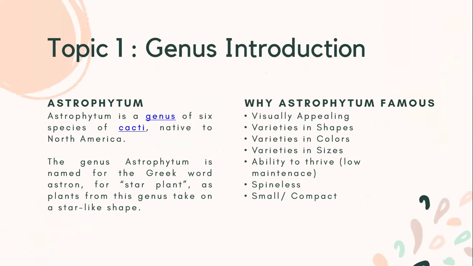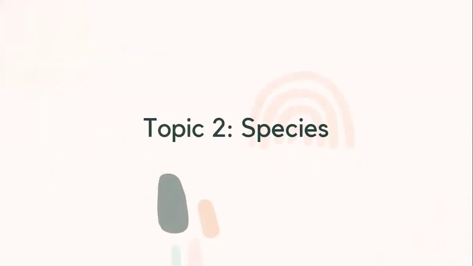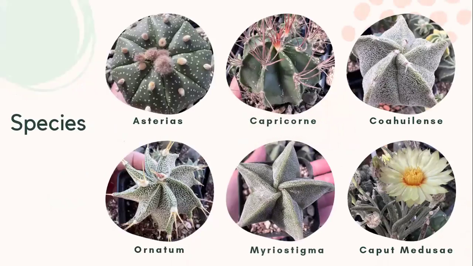And this is maybe one of the reasons why people like collecting Astrophytum. Number one, they're very visually appealing. There are varieties of shapes, colors and sizes, and their ability to thrive, low maintenance, and they're spineless and very compact. And there are 6 species of Astrophytum.